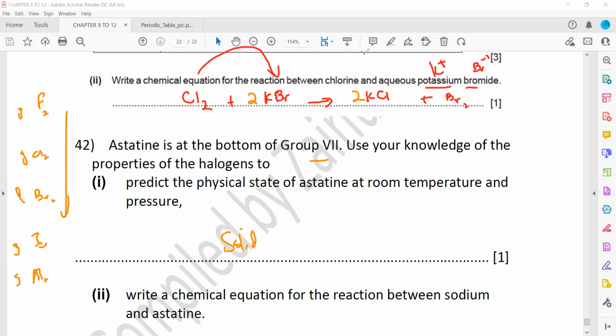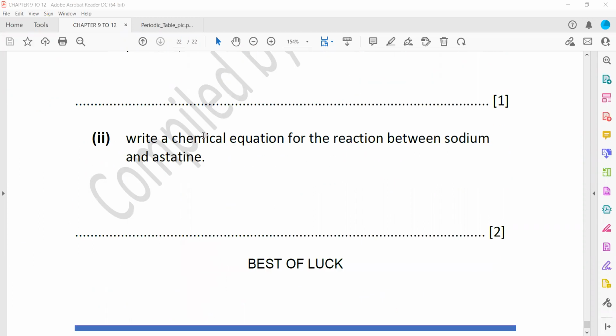And write a chemical equation for a reaction between sodium and astatine. Sodium is a metal, so it exists as an atom, Na. Astatine is a non-metal and exists as a diatomic molecule. When they react, sodium astatide will be formed, and sodium is group 1 and astatine is group 7, so the compound will be NaAt. Then balance the equation: we put 2 for astatine and 2 for sodium. So this is a balanced equation for a reaction between sodium and astatine.